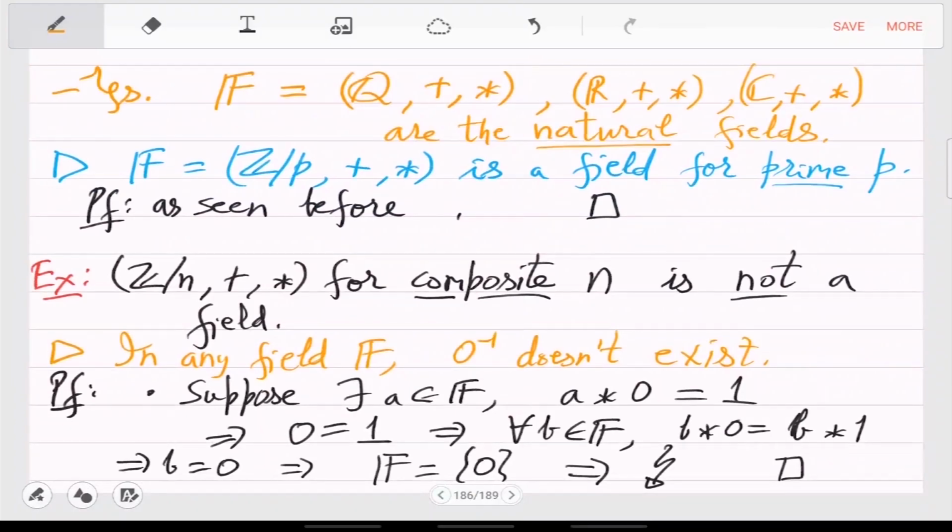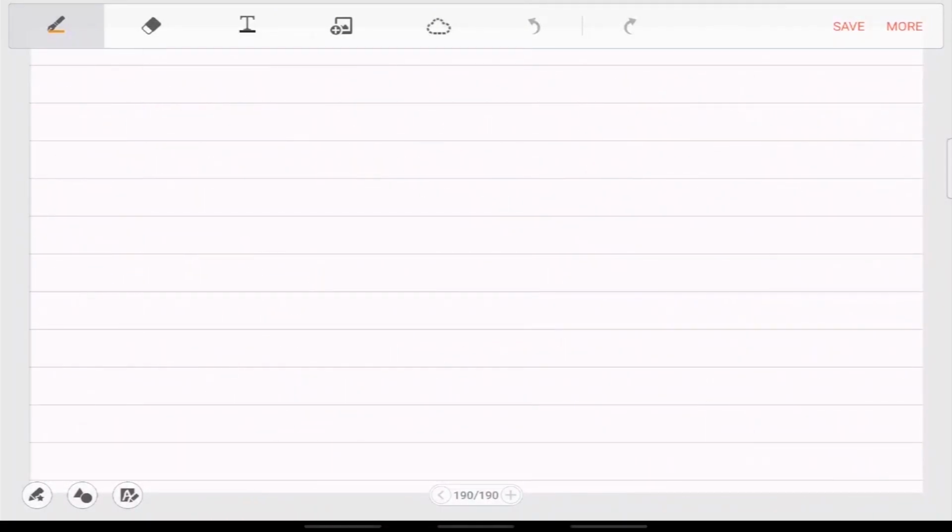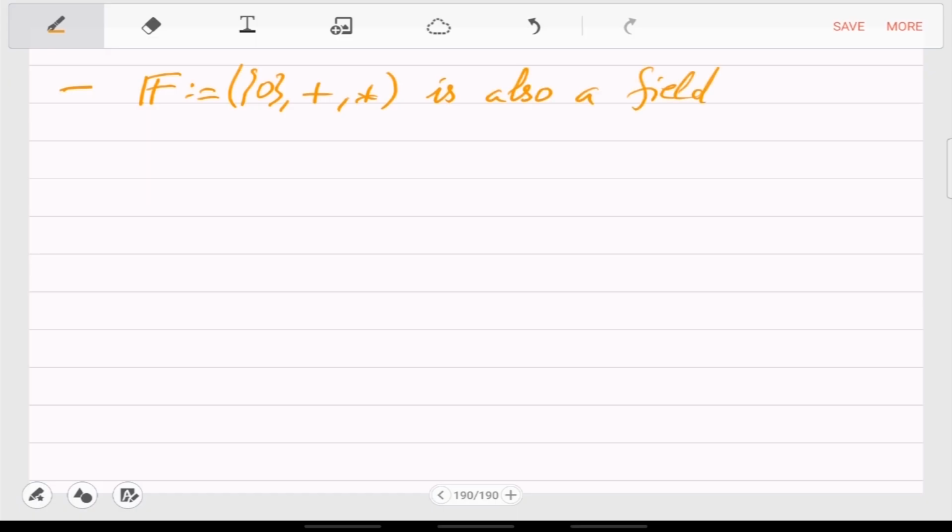But here I had said that f equal to 0 gives a contradiction. Anyways, this you can work out. So let me just add that in the next page. So f equal to 0 with addition and multiplication is also a field with 1 equal to 0.